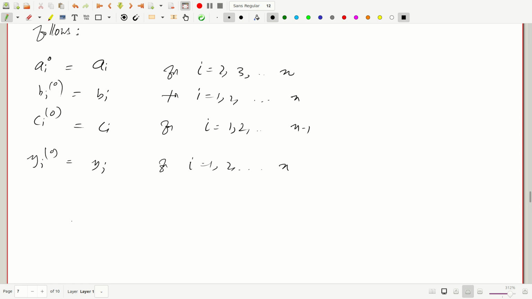And of course you would also take a_1^0 equal to 0. Similarly, c_n^0 equal to 0, because when you allocate, you're going to allocate three arrays of uniform length. So as a result, you will just set them to 0.